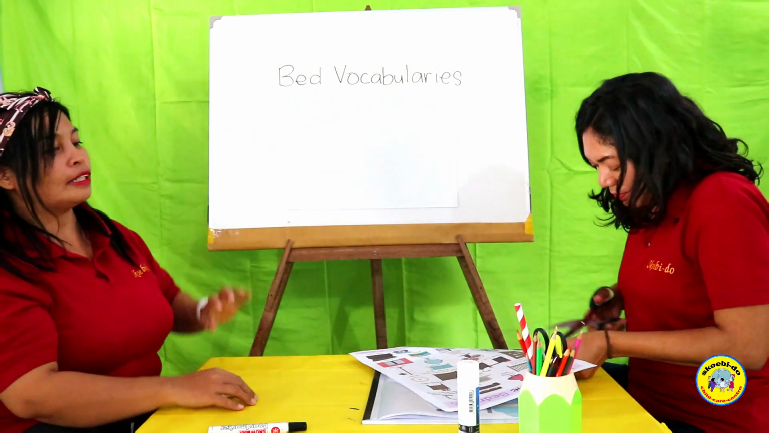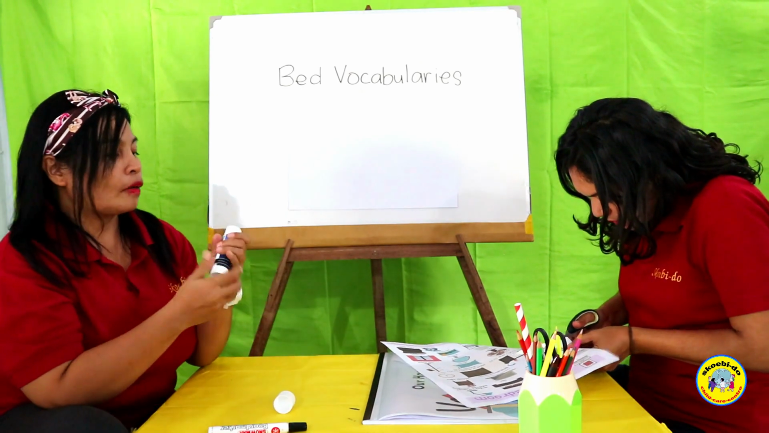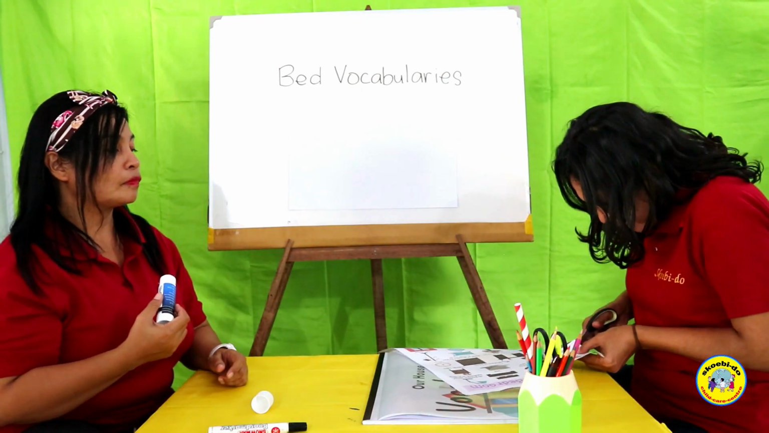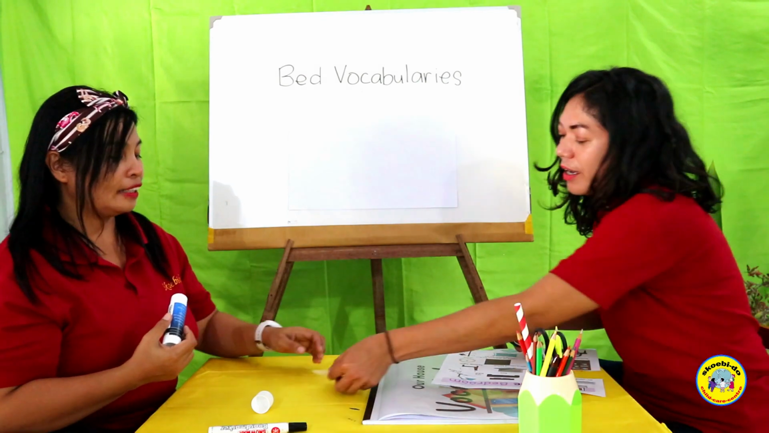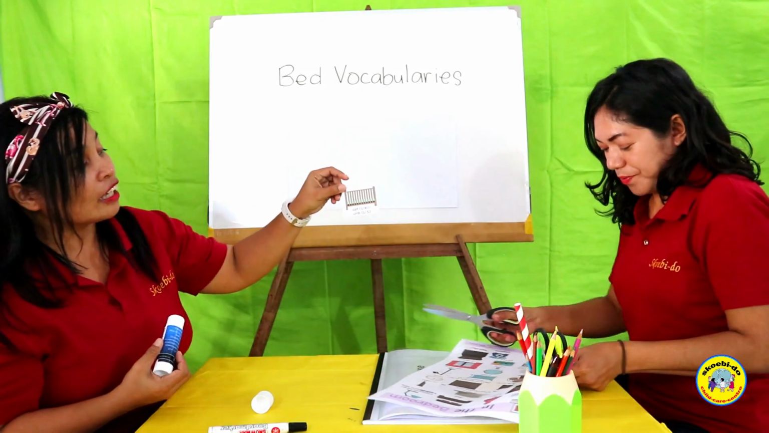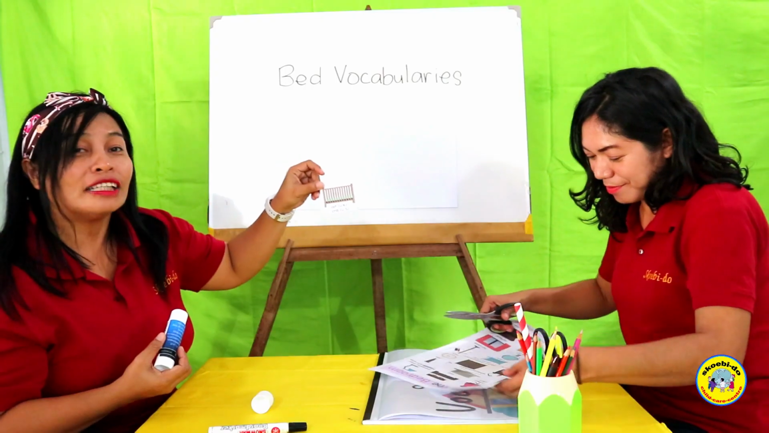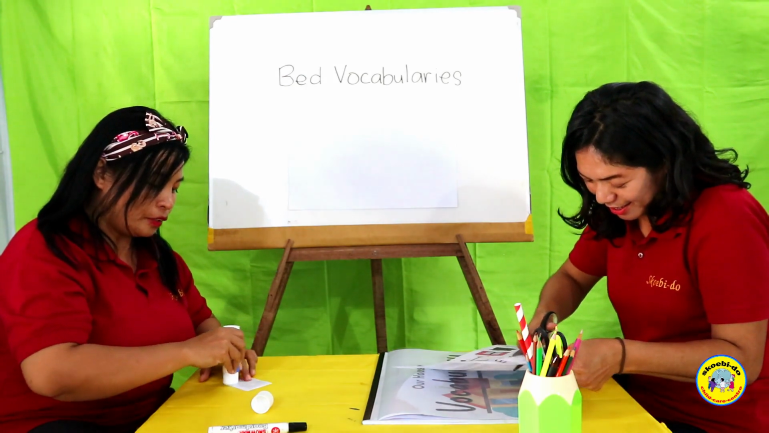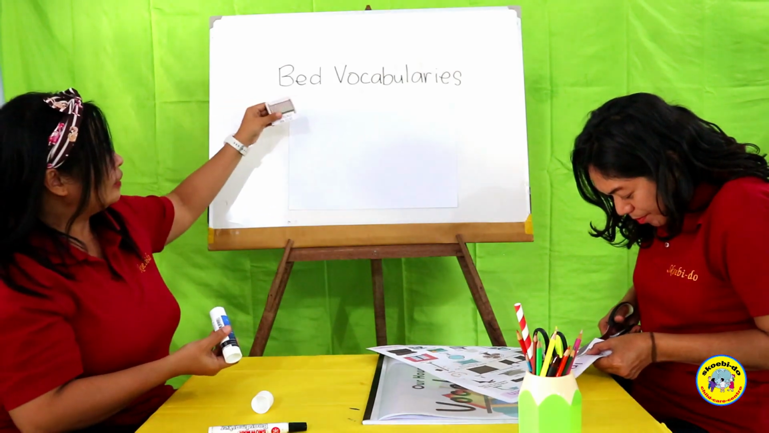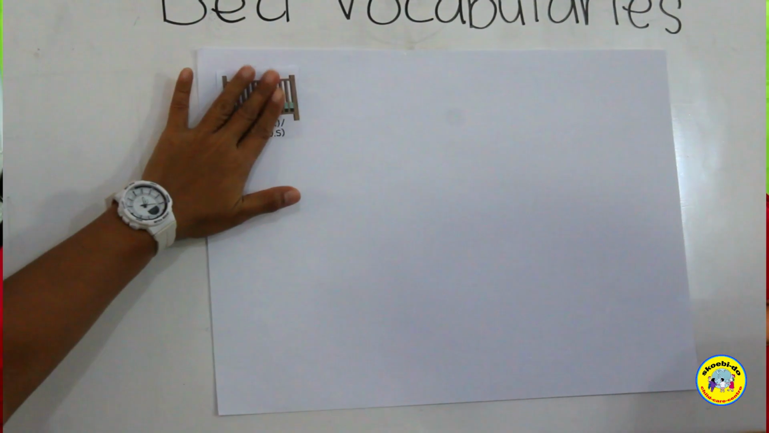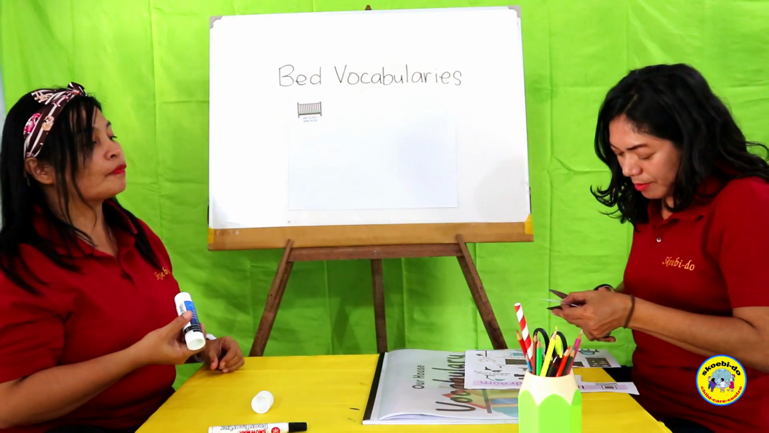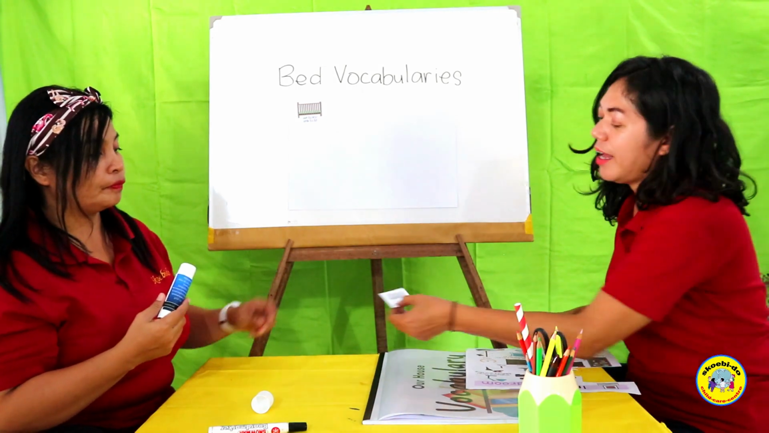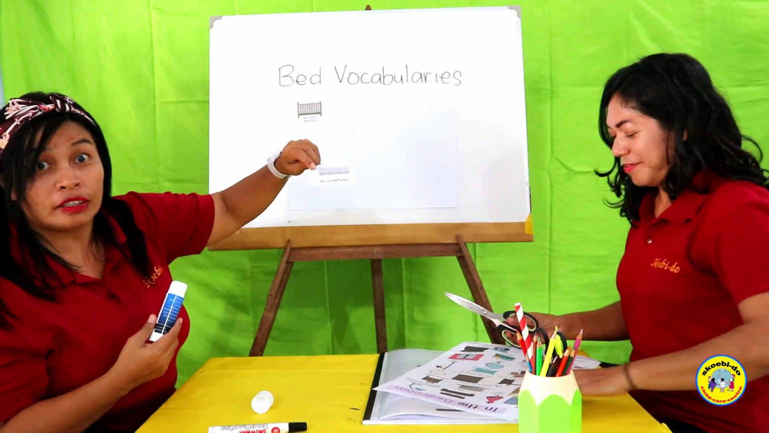So first, we try with this one, please. It's a cot. Alright, try to put some glue and stick it here. Air conditioner.